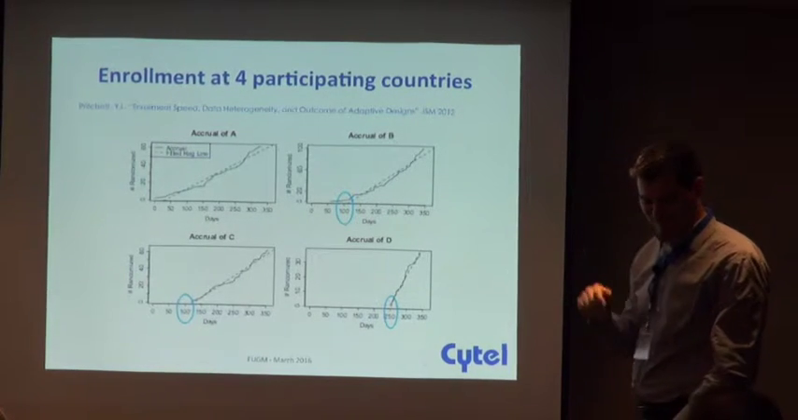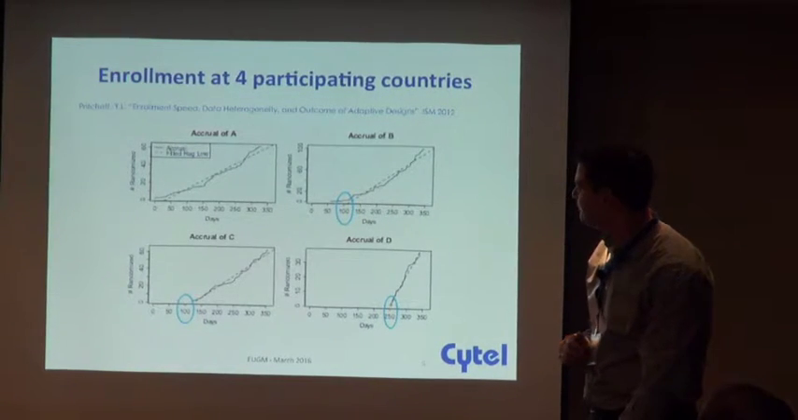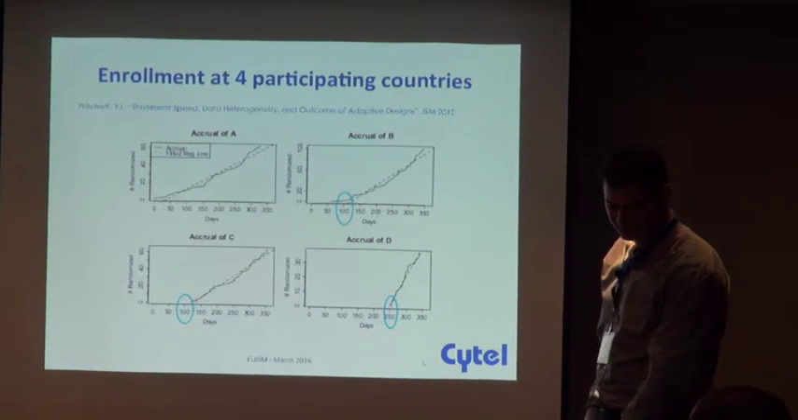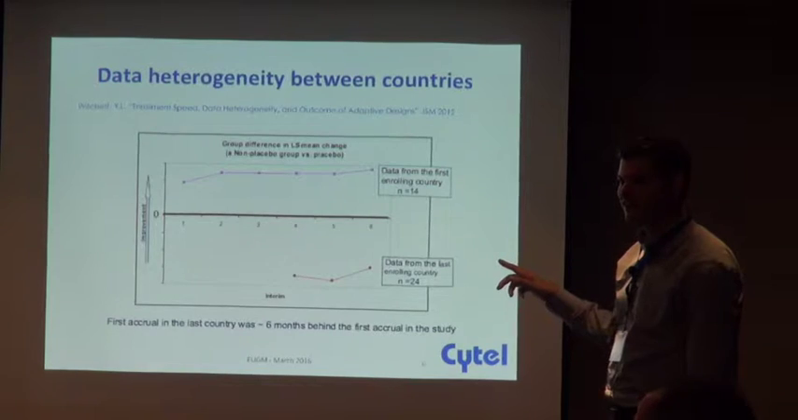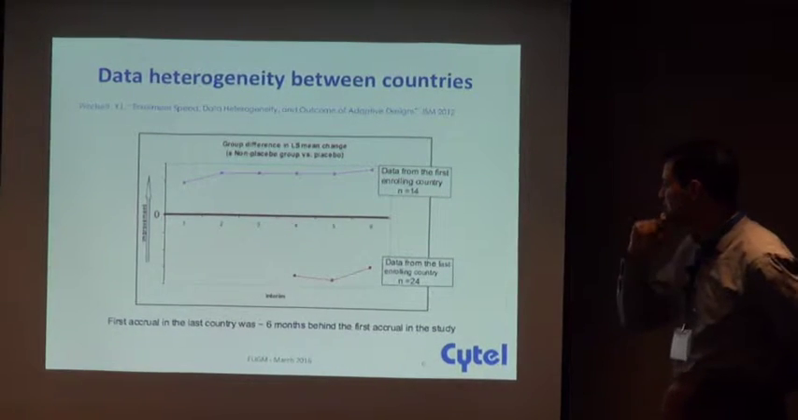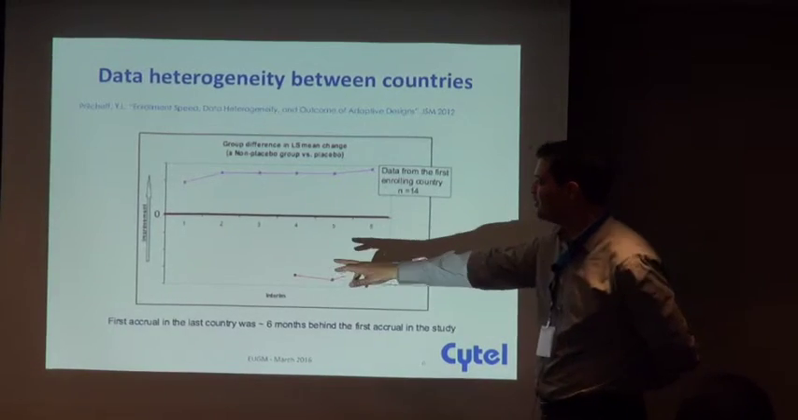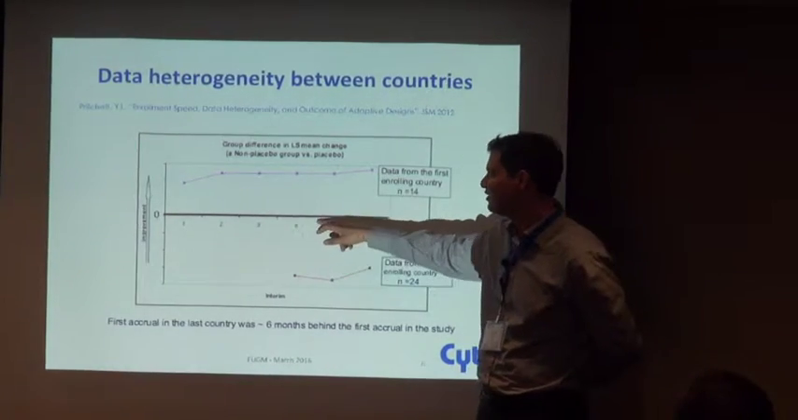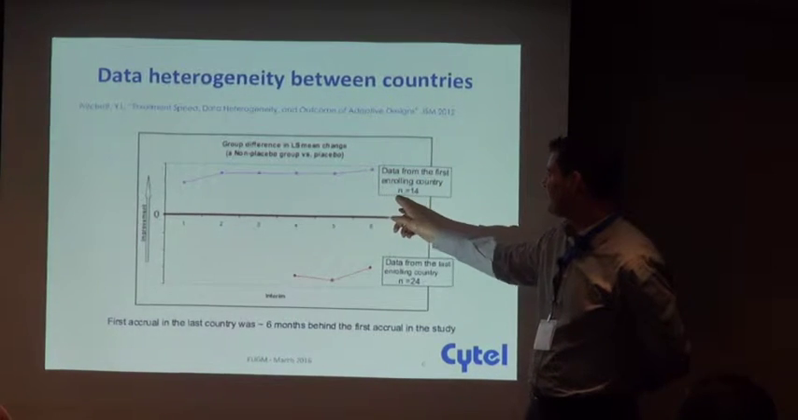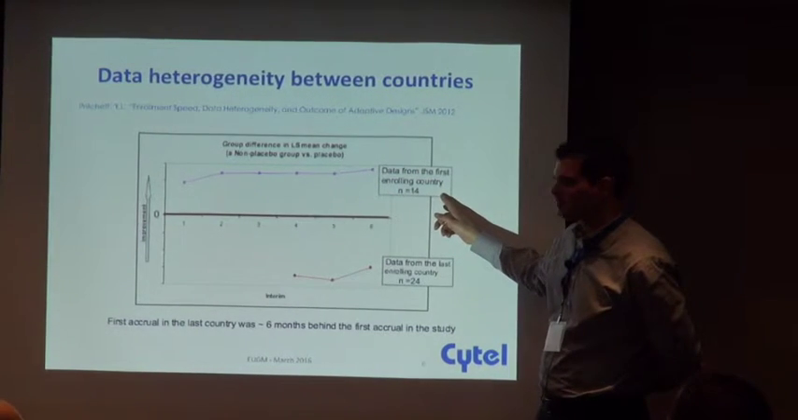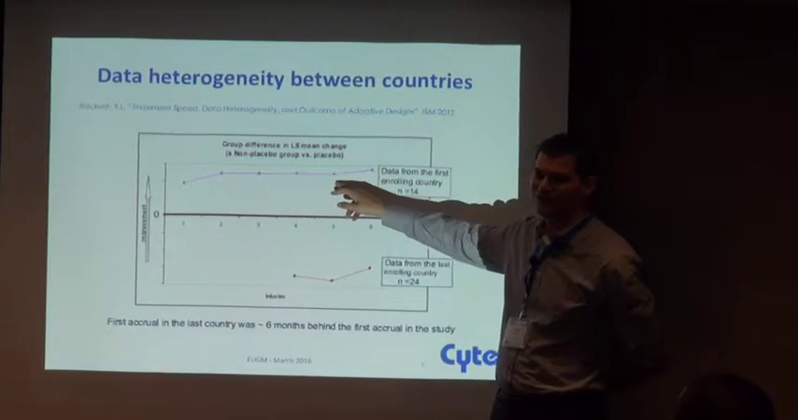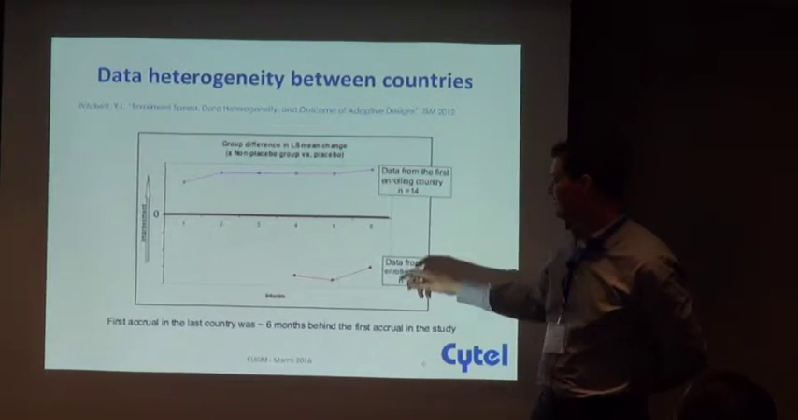So that's the idealized version, but this was not the best picture. Now, in addition to that, there was this data heterogeneity issue. And they had a particularly bad one. So you can see on the y-axis is improvement. Here's 0. And data from the first enrolling countries was up here. So an improvement, right?